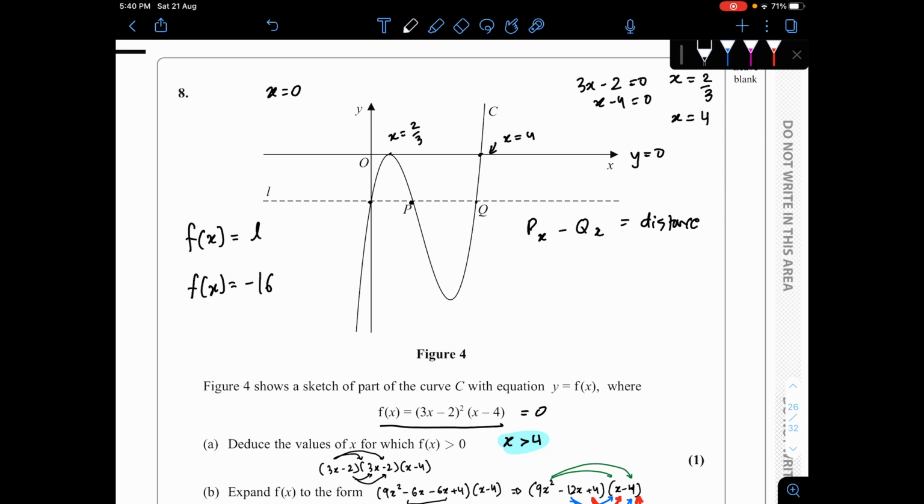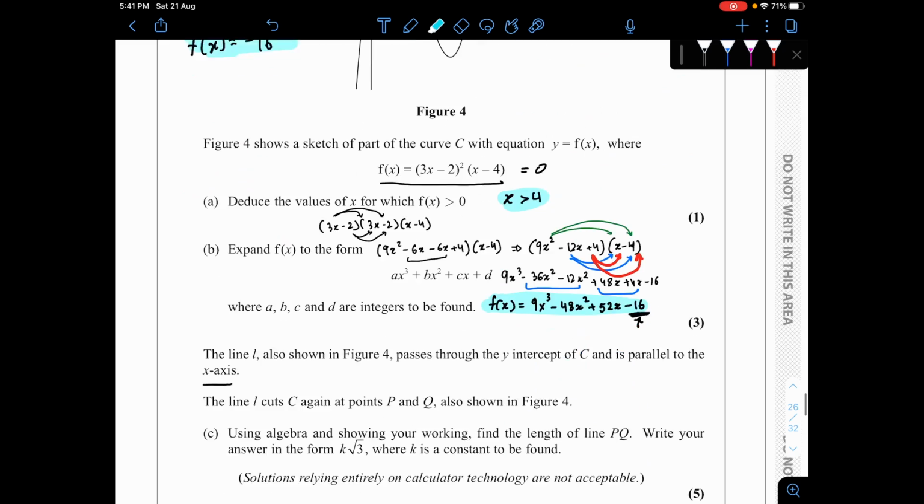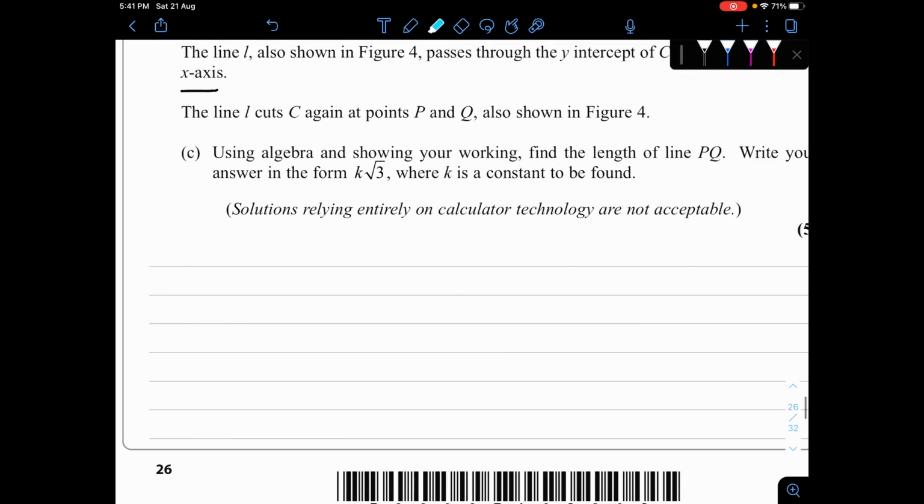Because the y coordinate is the same, they're not changing. So that's all we have to do. So those are the key steps: we have to equate it, then find the x coordinate, and that's it. Okay, so let's do that here then.